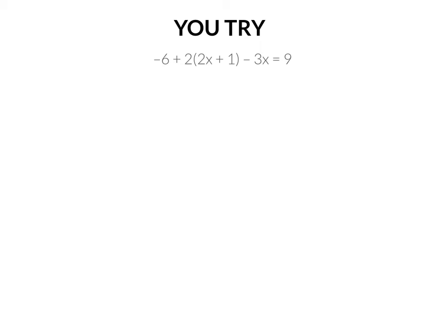Here's a problem for you to try. Pause the video, try it on your own, and play to check your answer. Let's go over it. My first step is going to be to distribute. I'm not going to combine like terms yet because there's distribution that has to happen. The plus 2 gets multiplied by everything in the parentheses. The negative 6 wasn't used, so I bring it down.